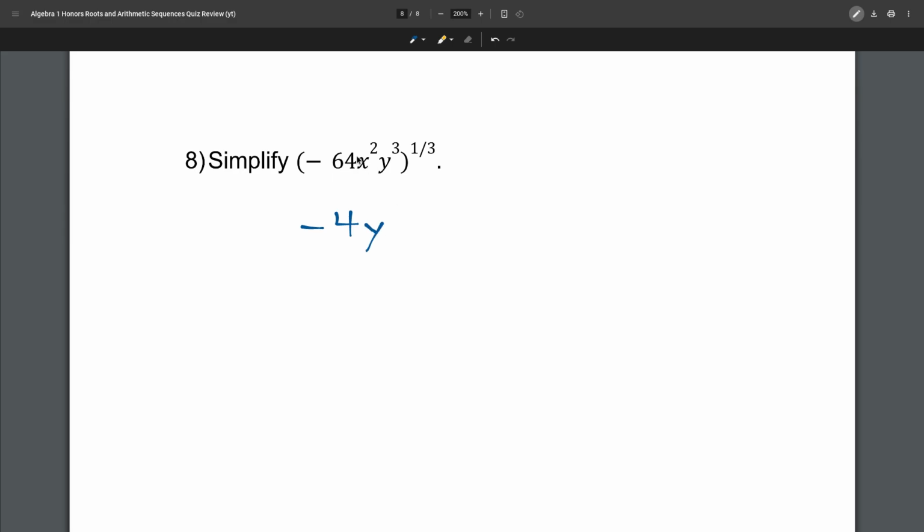And then we're going to keep this x squared under the cube root because we can't really simplify it any further. So this is going to be the cube root of x squared. So our solution is negative 4y times the cube root of x squared.